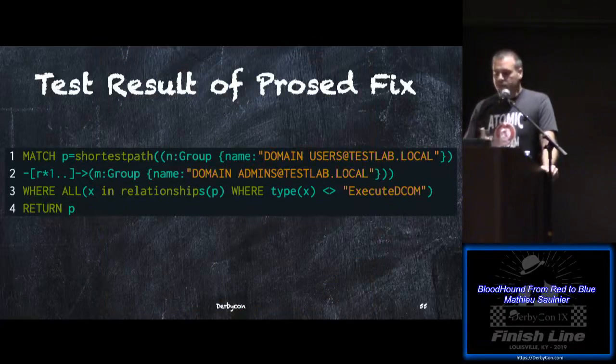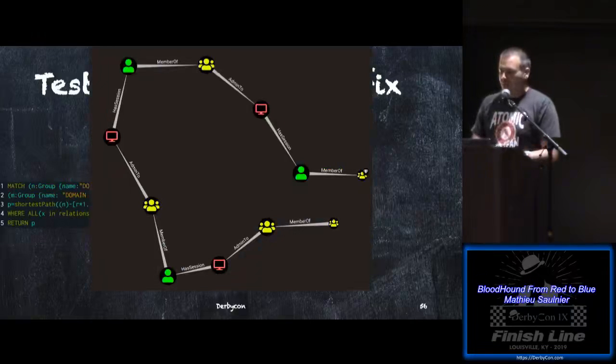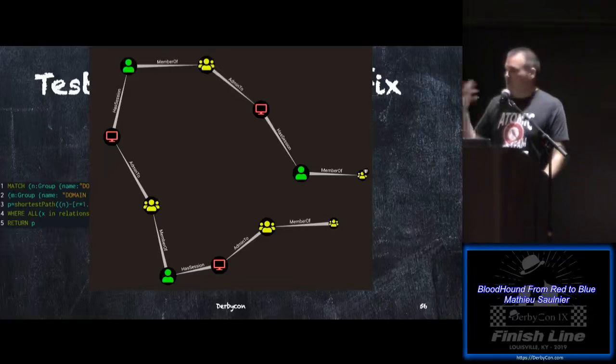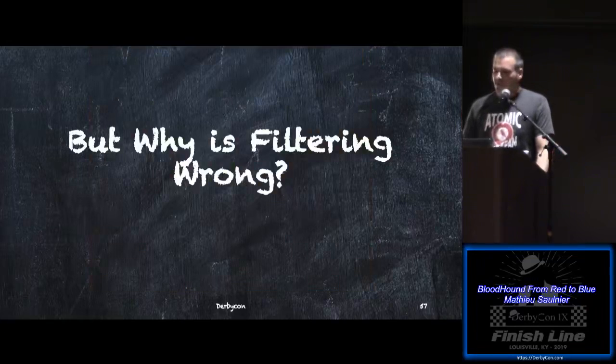So we're going to do a match shortest path from domain user to domain admin, where relationships are different from execute DCOM. If this mitigation works, we should not have a path anymore to domain admin. But we do. Now it's 9 hops away. So removing the execute DCOM did not actually fix the problem. We need to target another link.